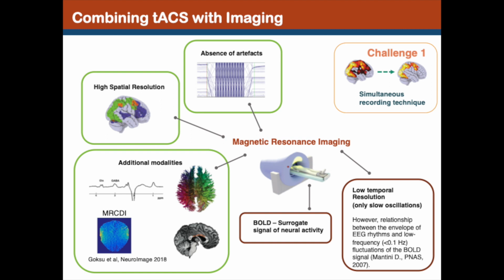And of course, yeah, there's a disadvantage, right? BOLD is a surrogate signal of neural activity, and you can't get all the frequencies that you would get with EEG. So I was talking about theta oscillations. I can't get this directly from MRI because of the sampling rate that I have. However, people have shown there's some relationship between at least the envelope of EEG rhythms and BOLD oscillations that we can recover at the frequencies that we can.